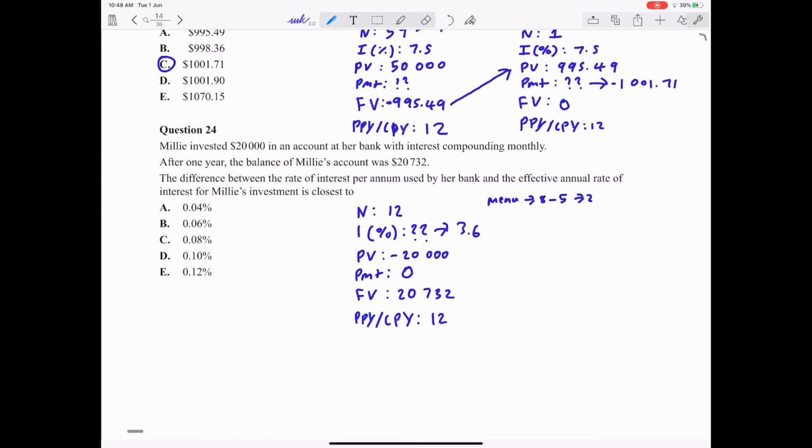If you've got a CAS calculator, you can go menu 5, 8, 2, and you'll get something that says effective. You just have to insert the annual interest rate 3.6, comma, your compounding periods, which here are 12. That will give you the effective interest rate, which equals 3.66, to 2 decimal places for now.